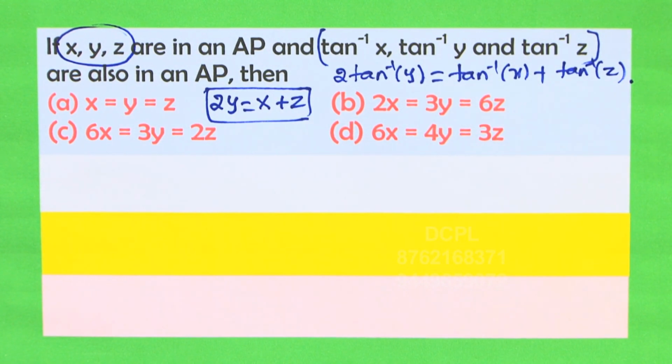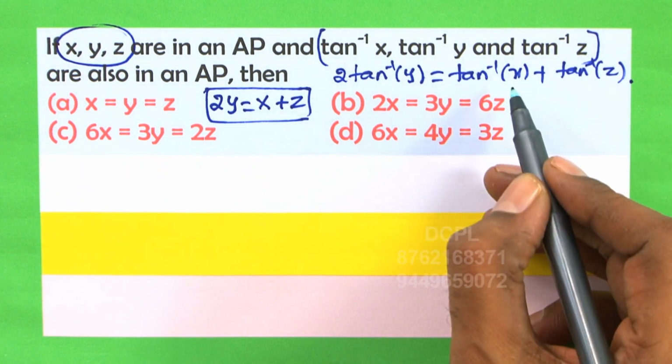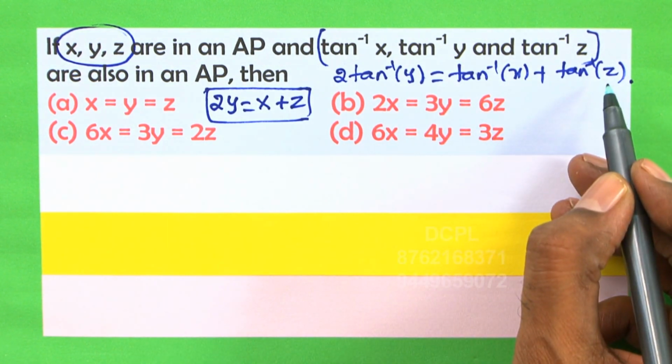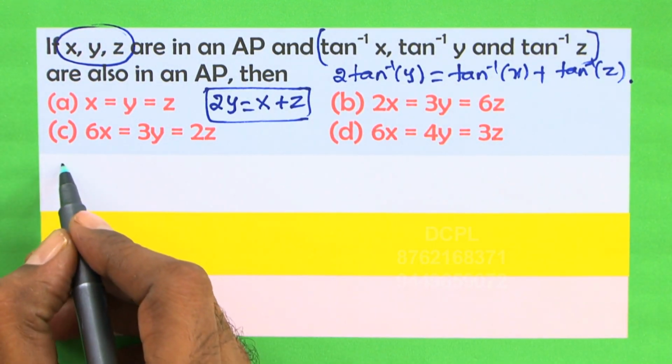Now, tan inverse of x plus tan inverse of z, let us talk about it. Tan inverse of x plus tan inverse of z. We have the formula: tan inverse of (x plus z) divided by (1 minus xz). Is that correct?